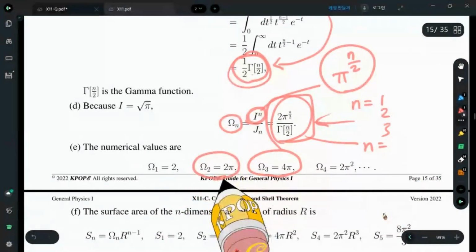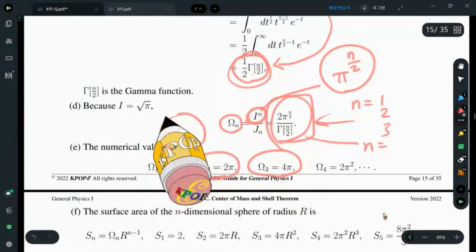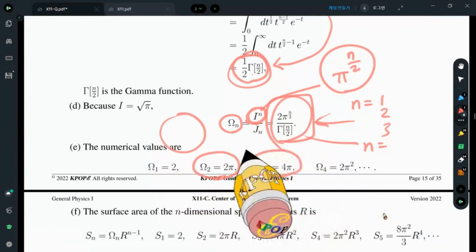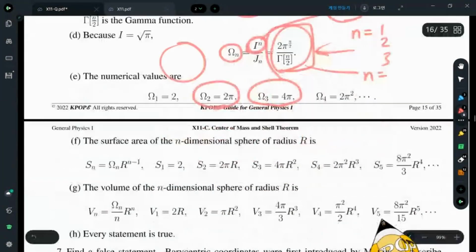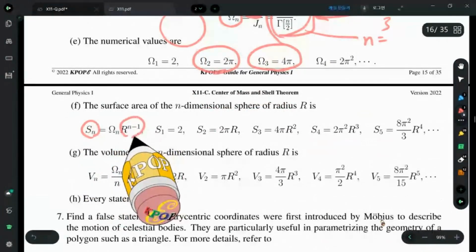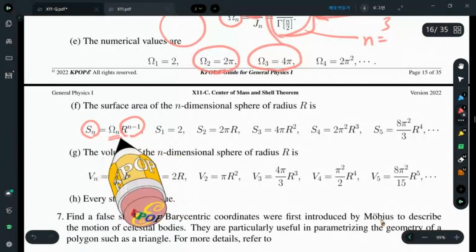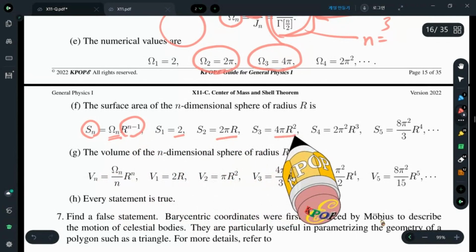And this is the solid angle in what? 2 dimensions. 2 pi r is the circumference of the circle. 4 pi r squared, that is the surface of the 3-dimensional sphere. Okay, now we understand the surface of n-dimensional Euclidean space is always expressed as radius to the n-1 power, and the coefficient is the solid angle. Okay, so 1-dimensional, 2-dimensional, and 3-dimensional.